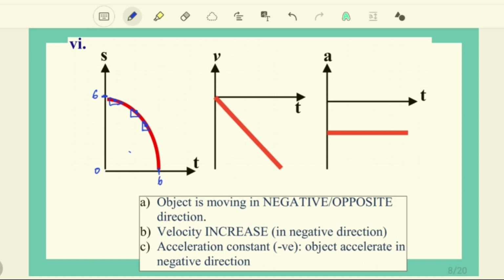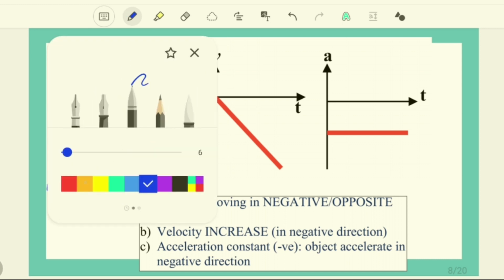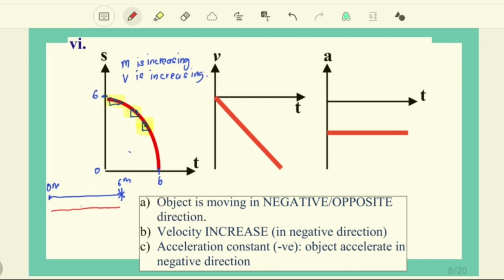Okay, but the velocity is increasing. Kenapa saya kata velocity is increasing? Look at to the gradient. Okay, semakin curam. Okay, so the gradient is increasing. Okay, means that the velocity is increasing. Okay, so from here, from 0 meter, okay, 6 meter. So the object back to its starting point. Patah balik ke sini, but dia memecut.